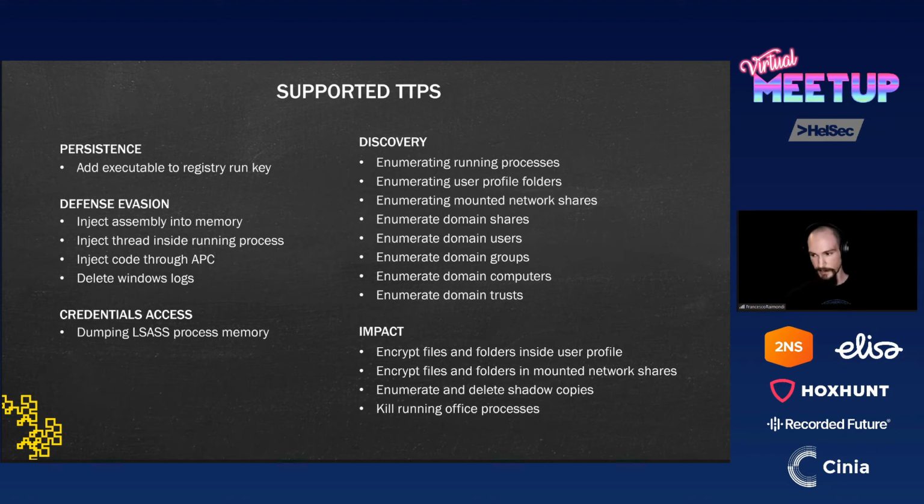We also have a bunch of impact techniques. We have the encryption of files and folders stored under the user profiles and also on mounted network shares and drives. We also have the enumeration and deletion of shadow copies, and we have the kill of running office processes. Related to the encryption, we have actually implemented that in two different ways. So one is the standard procedure of encrypting files and folders stored under the user profile or mounted network shares, as I said, with the relevant decryption technique in order to be able to recover the original data.